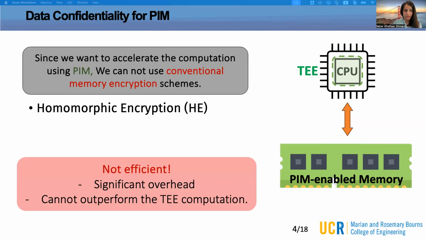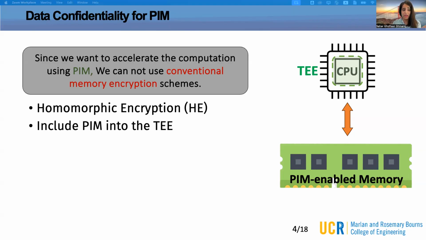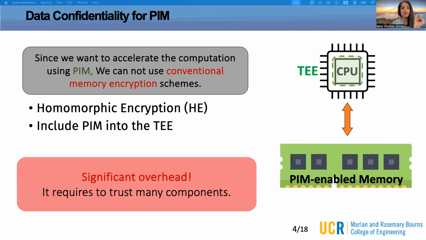So an alternative solution can be including the PIM in the trusted boundary. In that case, PIM can have access to the plain text securely. However, this requires the redesign of the PIM module, like introducing the root of trust and so many other changes. So again, the overhead here is going to be significant.